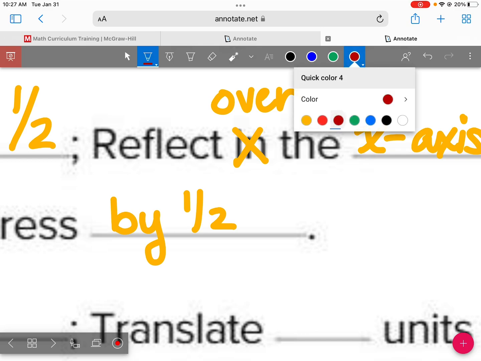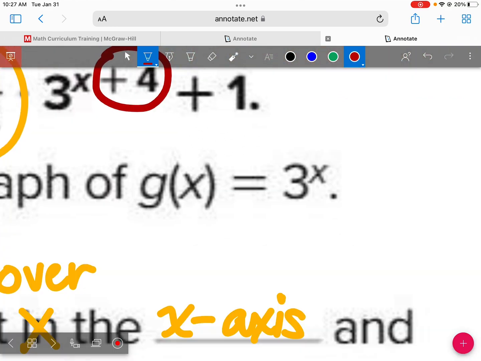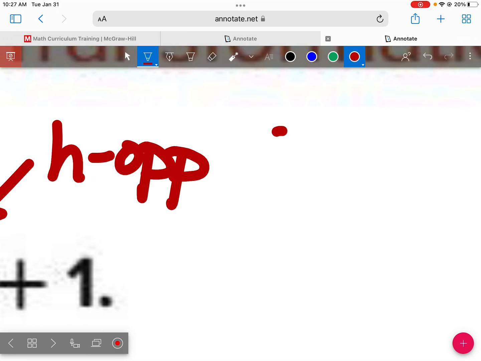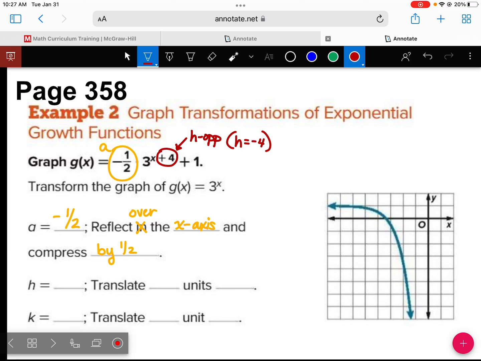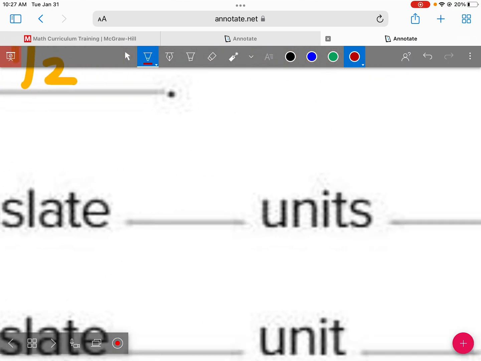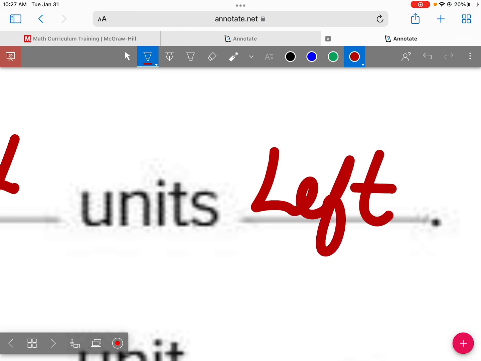What is our h value here? -4. Be careful here. H is the tricky one. Opposite. It is tricky, so it is -4. What will that do to my graph? Yes, it's going to translate 4 units left, or you could say left 4 units. It doesn't matter what order you put it in.